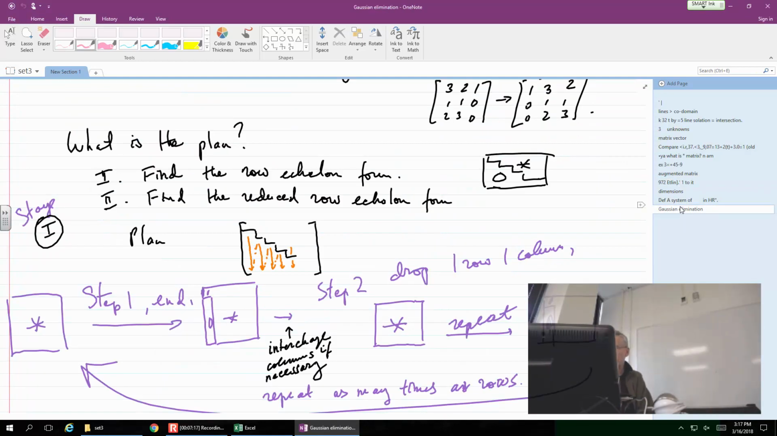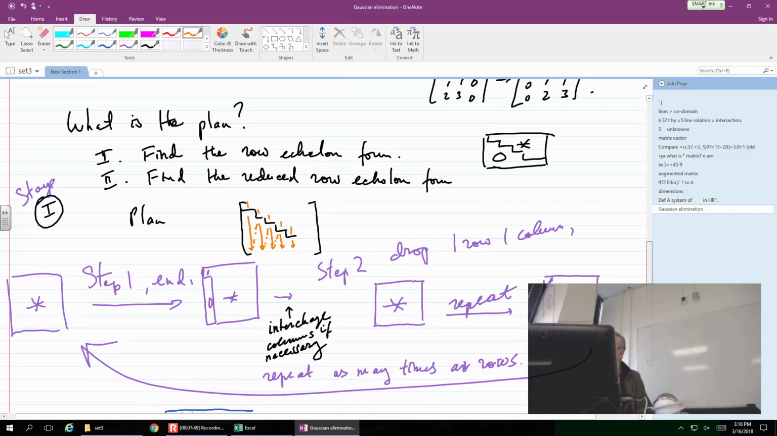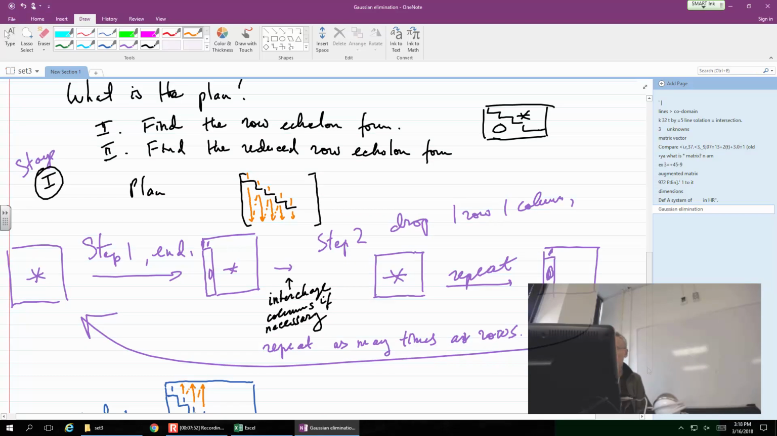Now, Gaussian elimination is what we're talking about, something that I want to wrap up. So the plan is to do first row echelon form, the zero staircase, and then the zero staircase with leading ones, and then use those leading ones to eliminate entries above them. That is missing here, and that is called the reduced row echelon form. This is how we do it in a recursive manner.